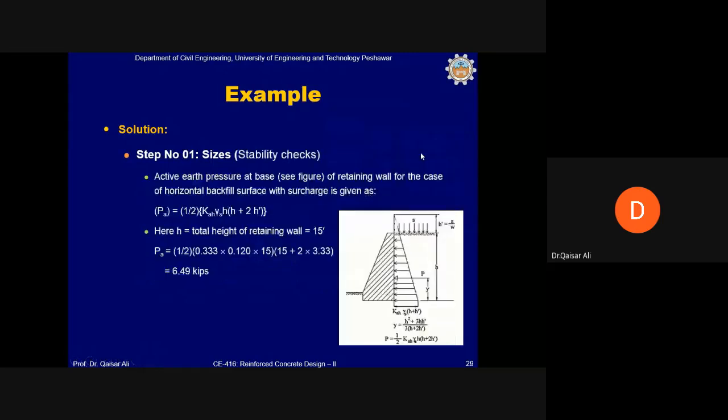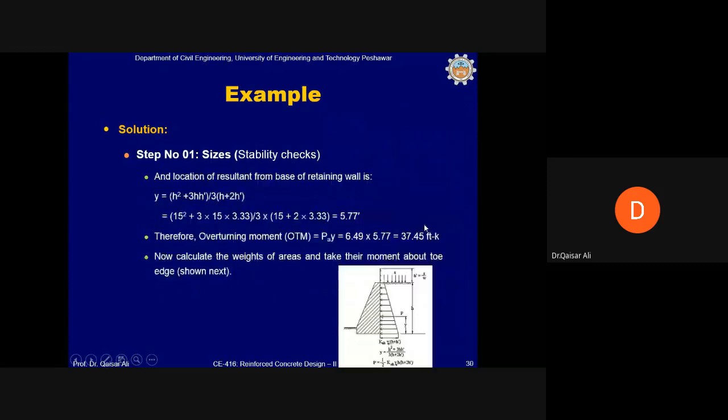Like this. The surcharge has been transformed into this triangular distribution, and from this triangular distribution, P can be calculated from this equation, y can be calculated from this equation. The P value, when calculated from this equation, because everything is known to us in this equation, active pressure coefficient, gamma, H, H prime, comes out to be 6.49 kip, which is the resultant of this triangular distribution of the soil, both by the backfill and surcharge.